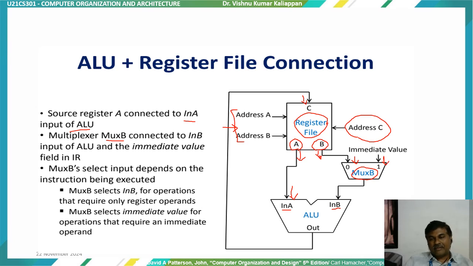So what are the inputs? One is directly connected to the output of the register file through B, where it says the value 0, and another one is the immediate value, which is mentioned as 1. Based on these two conditions the mux will send an output. So here you can see the immediate value in the field of IR. The mux will select the input depending on the instruction being executed.